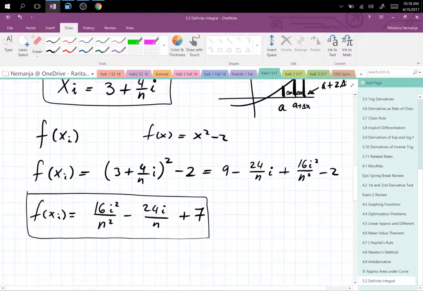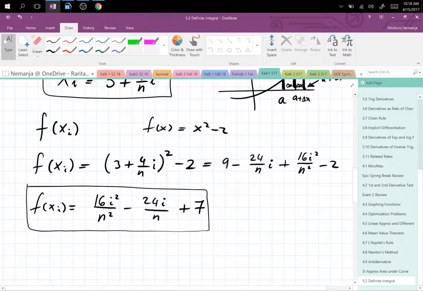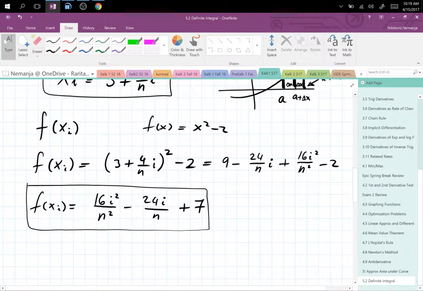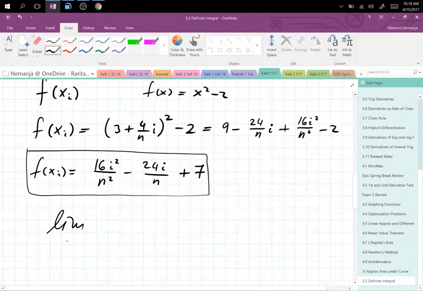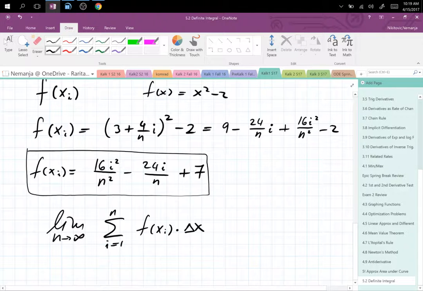Great. Next step in life is to plug all of this into the formula, the limit. So we know that the formula says limit n goes to infinity, summation i starts at 1 goes to n of f of xi times delta x.